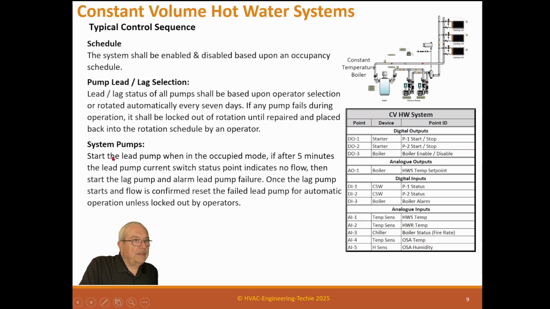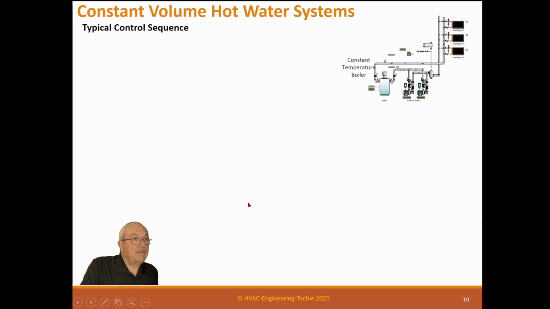System pumps. That's these pumps here. They'll start the lead pump when in the occupied mode. If after 5 minutes the lead pump current switch status point indicates no flow, then start the lag pump and alarm a lead pump failure. Once the lag pump starts and the flow is confirmed, reset the failed base pump to automatic operation unless it's locked out by operators, and it should be locked out if it's not been fixed.